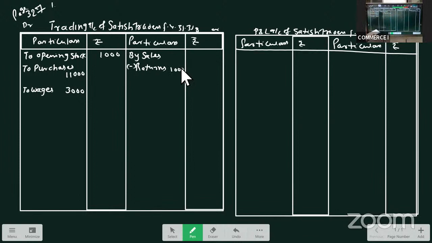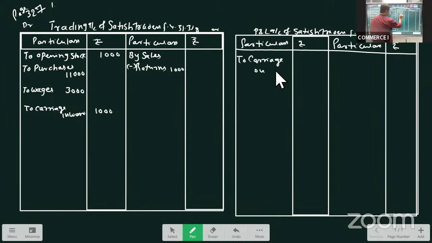Then we have carriage inward. Carriage inward we write in the trading account. Carriage outward we write in the P&L account. Carriage inward means carriage on purchase, and carriage outward means carriage on sales. So carriage inward I have taken in trading account. Carriage outward I am taking in P&L account. I repeat, carriage inward means carriage on purchase and carriage outward means carriage on sale.